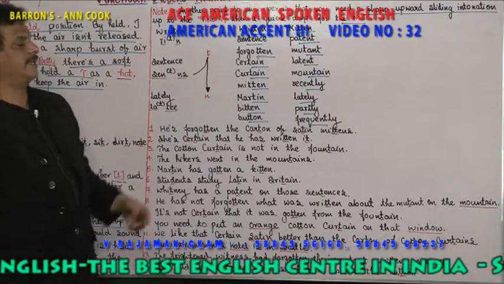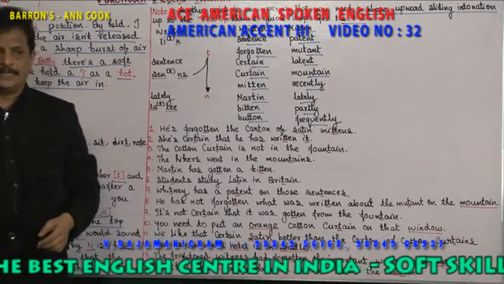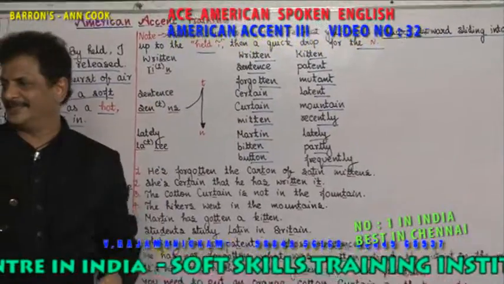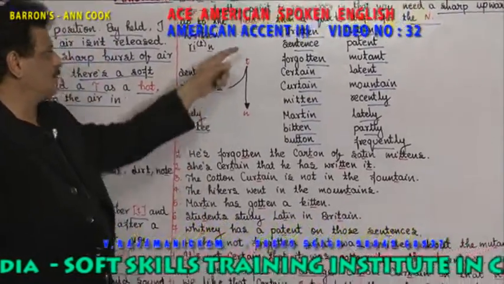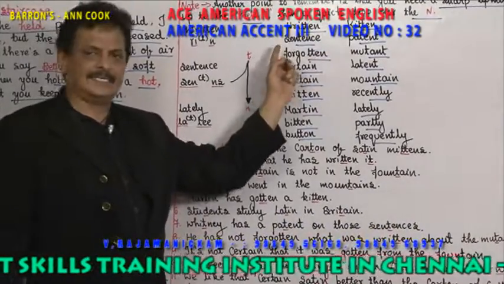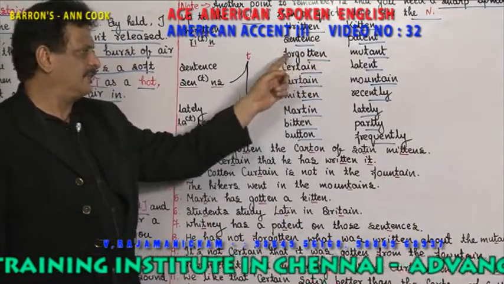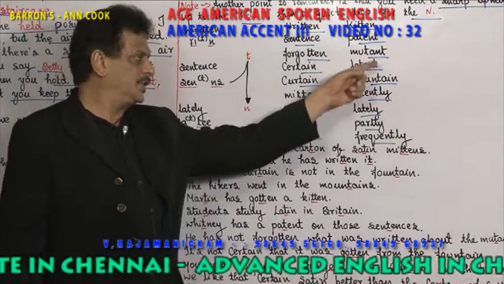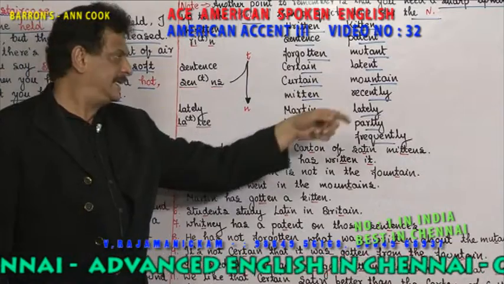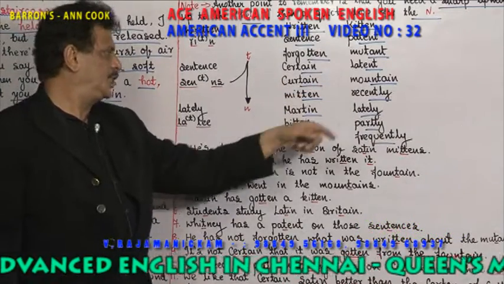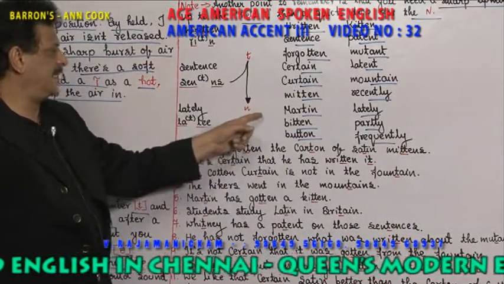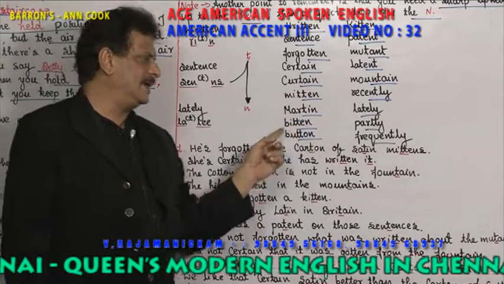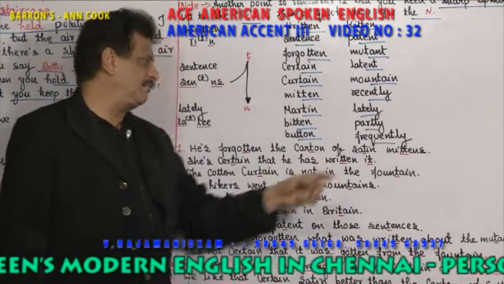How do you say W-R-I-T-T-E-N? Written. It drops to N. So, written, kitten, sentence, patent, forgotten. After T, N, you are jumping to N. Mutant, certain, Latin, curtain, mountain, goes T and ends in N. Mitten, recently, Martin, lately, bitten, partly, button, frequently.